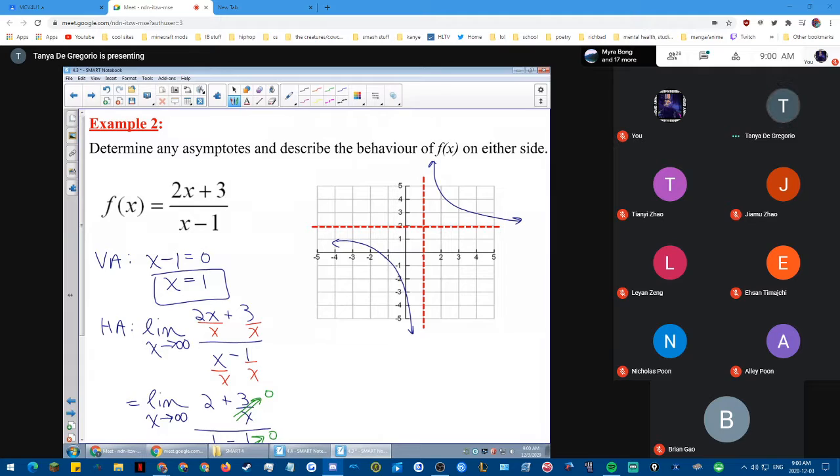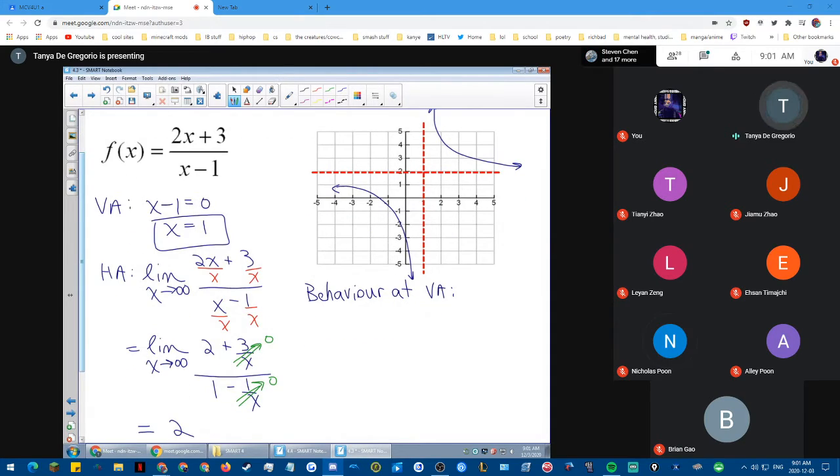So, to the right of 1. Let's talk about this function as it approaches 1 from the right. As we're approaching 1 from the right, what can I say about this function? As I approach 1 from the right, it goes towards positive infinity. Amazing. So, as x approaches 1 from the right, your function f of x approaches positive infinity. Your y value is approaching positive infinity. Beautiful.